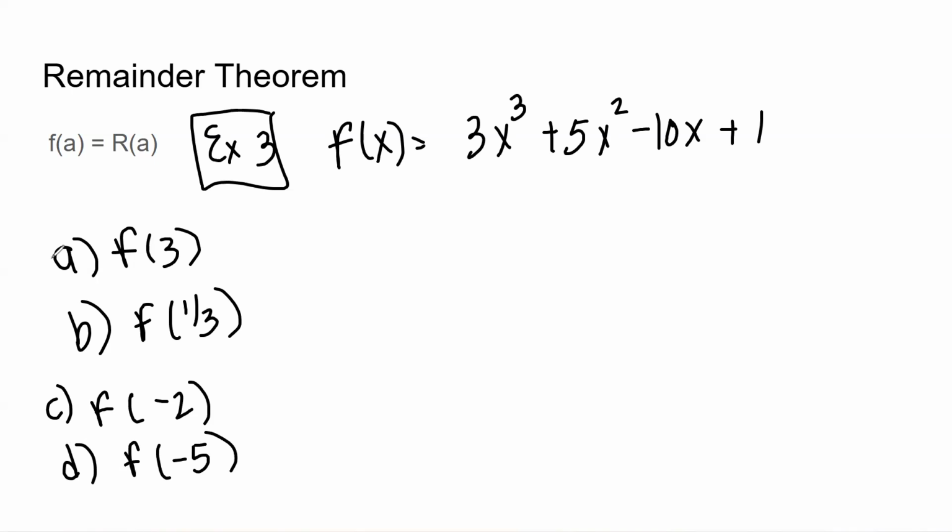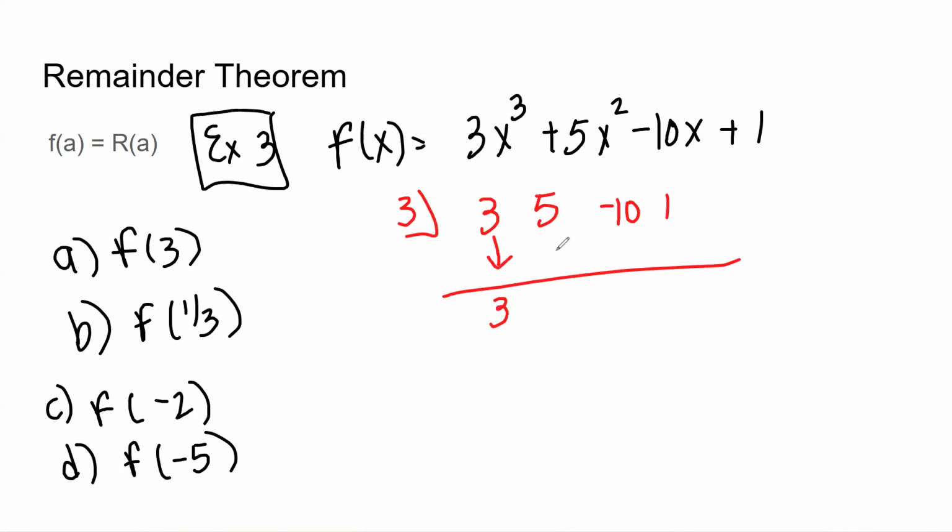So we'll just go straight down here, starting with 3. Again, we could plug that in. It wouldn't be awful, but this is going to be quicker. Taking my coefficients, dropping down, multiply, add, multiply, add, multiply, add. Done. It's always the last number that is your remainder.